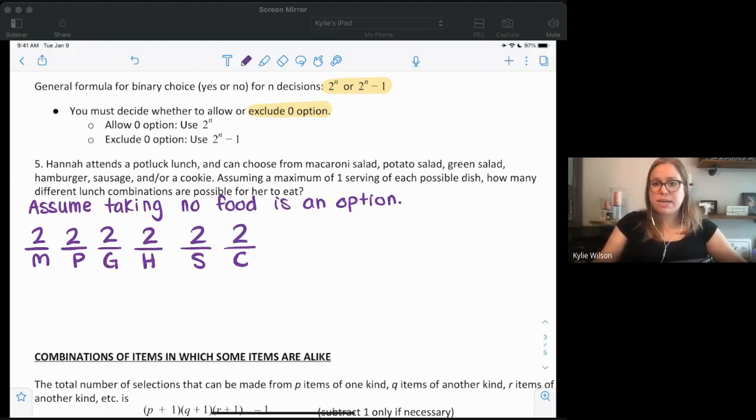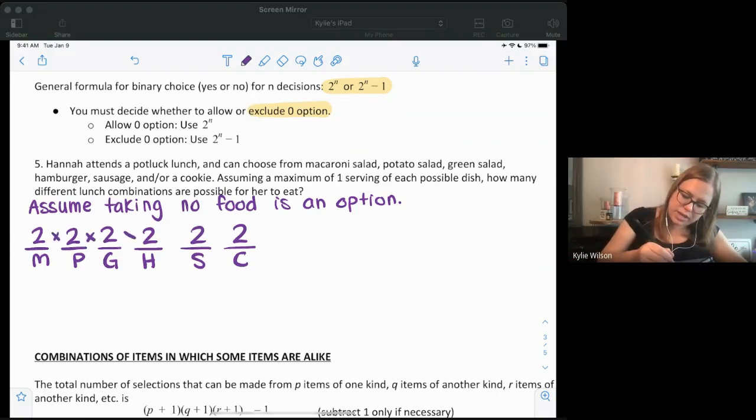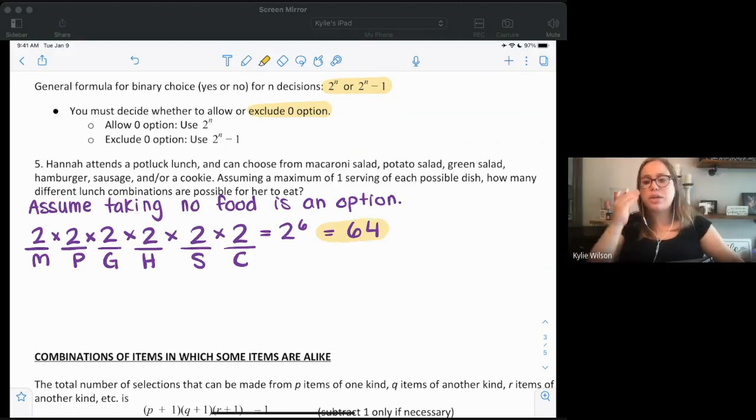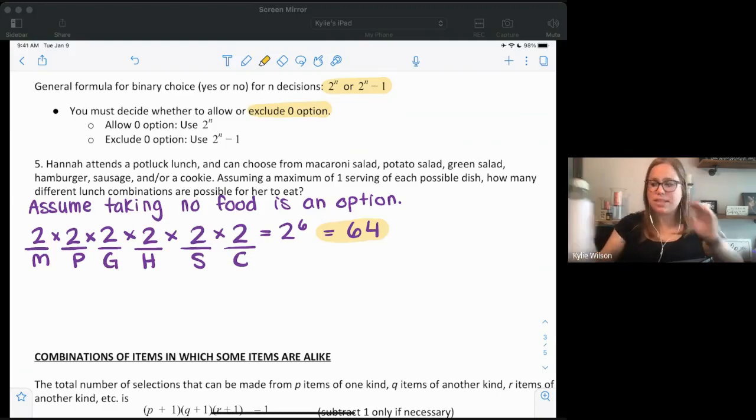Because she had to make a decision for the macaroni and the potato and the garden salad and the hamburger and the sausage and the cookie, we multiply, and this will give us 2 to the power of 6, which is 64. So that is where the formula comes from. The only thing that could be different is if she had to pick at least one thing, in which case we would subtract 1 because picking 0 items is not an option.